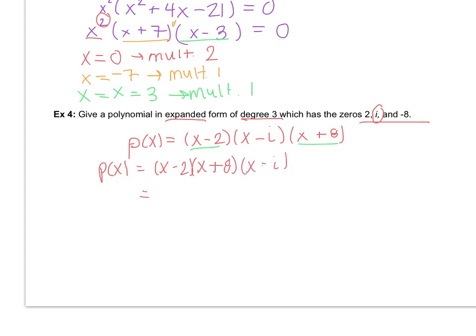And you end up with x squared plus 8x minus 2x, so plus 6x, minus 16. And then that's times x minus i. And then we're going to distribute that x minus i as well to everything. Again, if you want to rewrite it, you can. You don't have to. It's still doable. I'm just going to rearrange it so I have my shorter group in the front.